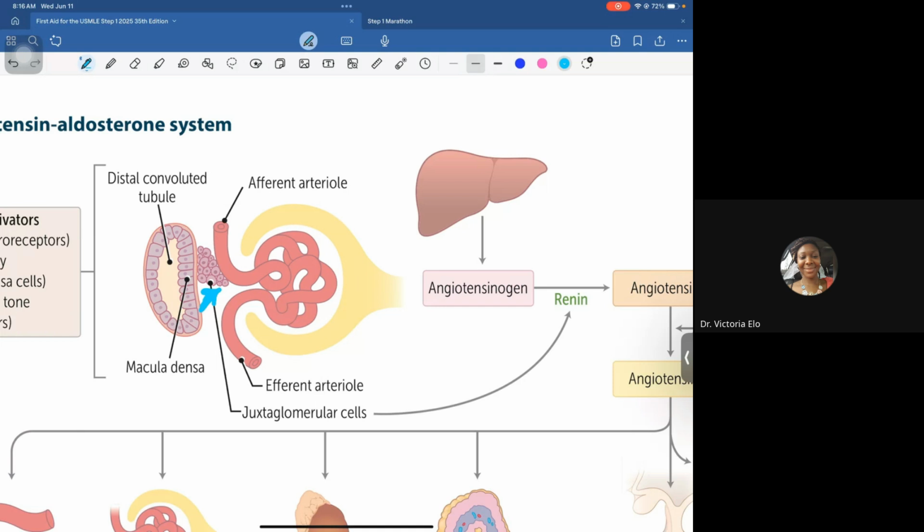Right, this is going to activate it again, and this is going to secrete renin, right? This is going to secrete renin again, okay? The renin is going to get secreted once more. So keep this in mind.